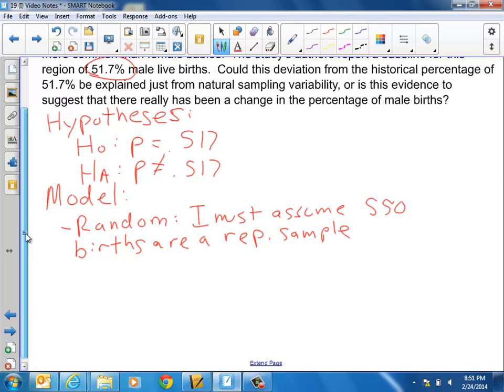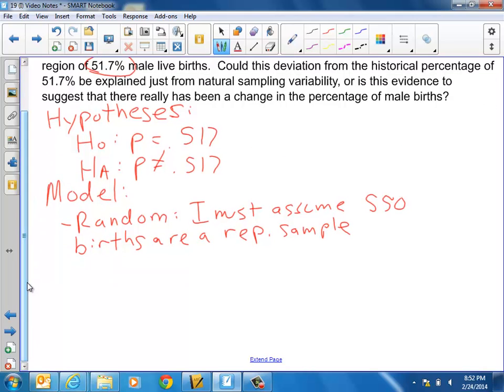Have to assume that. I can't know that. Have to assume that to make a conclusion here. 10% condition: the 550 births in my sample are less than 10% of all births in Punjab.